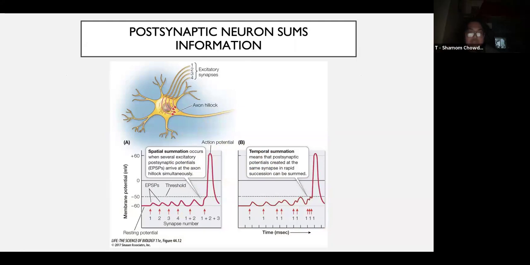So, spatial summation versus temporal summation. All you need to know is that in spatial summation, several different potentials arrive at the axon hillock at the same exact time, while temporal summation is the same synapse. There are several postsynaptic potentials at the same synapse so that they can be summed into one big potential. So spatial summation: different potentials, but they arrive at the same time at the axon hillock, while temporal summation: same synapse, but you have a lot of potentials, so much so that they can be summed up into one big potential.